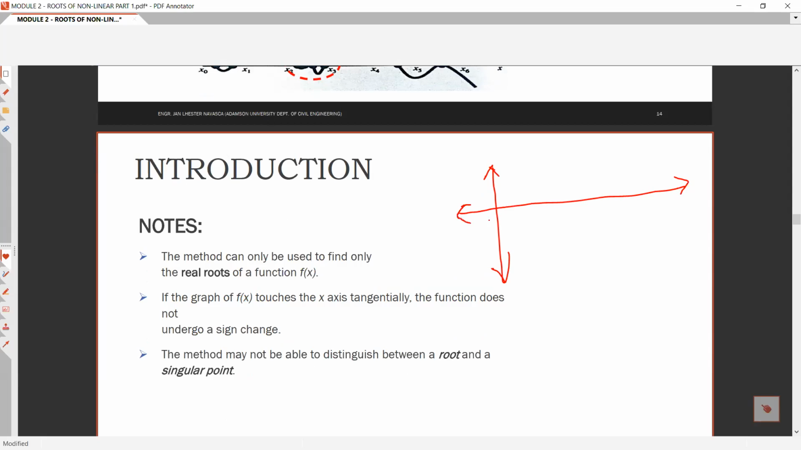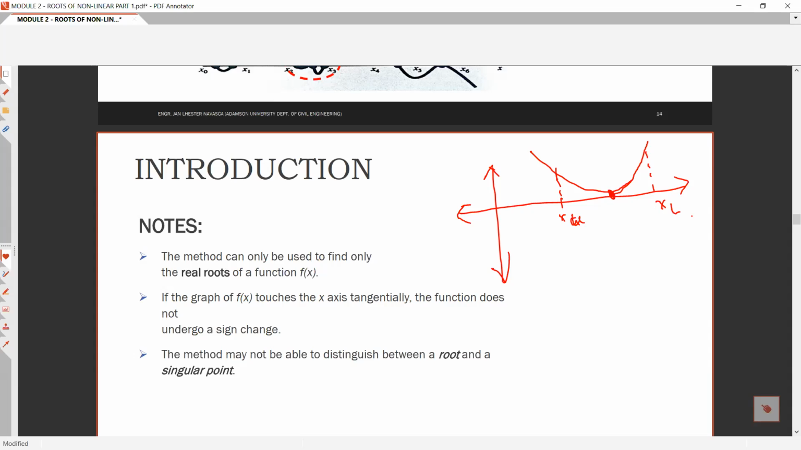Okay? Then sabi niya, ito yung, nag-touch dito. Okay, nag-touch dito na. Ayan, nandiyan yung root. Tama naman na nandito yung, let's say dito yung XA, nandito yung XL, XU. Tama na nasa between niya, nandun yung root natin.